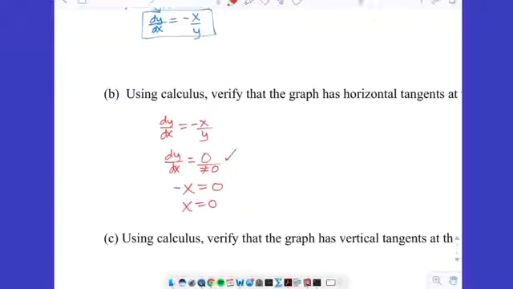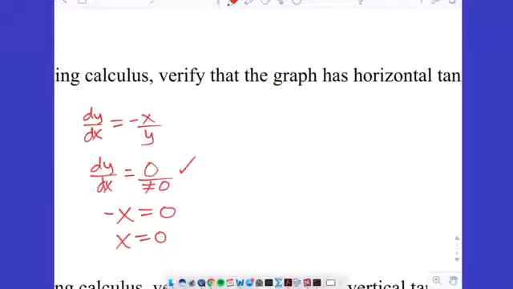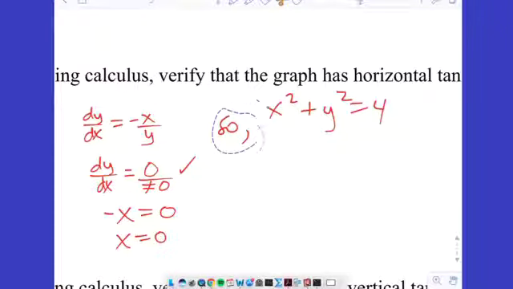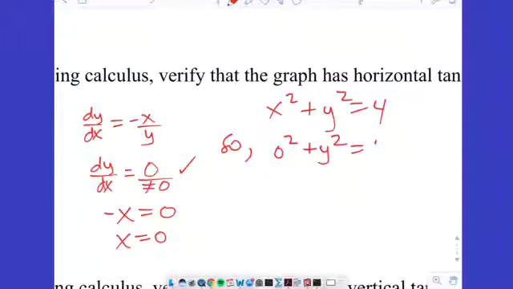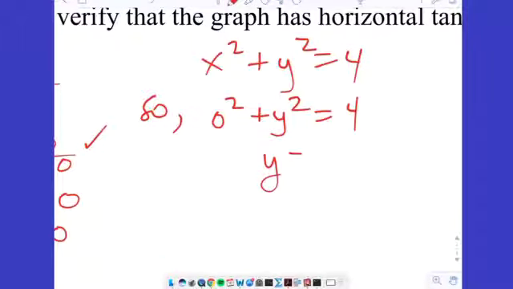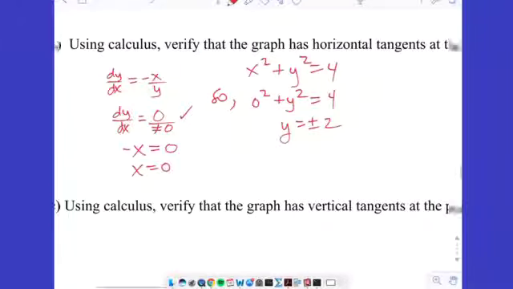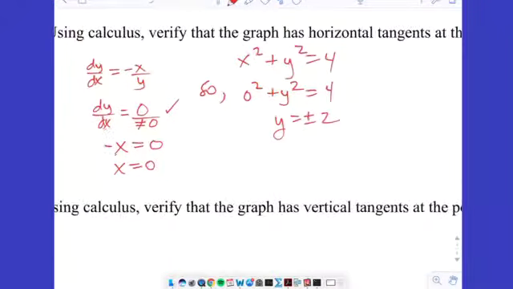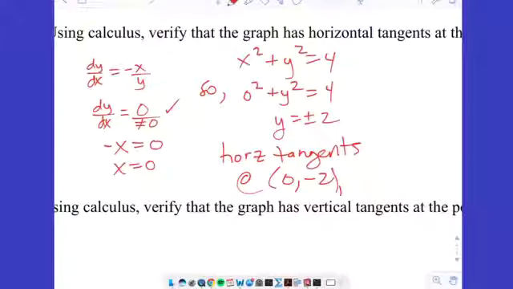Now that you have x equals 0, you can plug it back in to your original equation, which was x squared plus y squared equals 4. So, plugging in a 0, we get 0 squared plus y squared equals 4. And if you solve for y, you get plus or minus 2. And so now you can answer the question. We have horizontal tangents at the following points: (0, -2) and (0, 2).